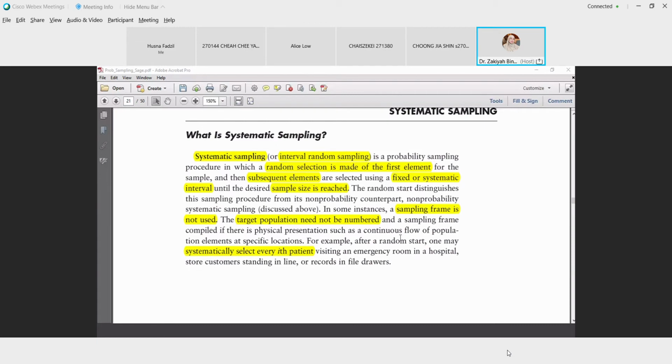So just to recap, systematic sampling is also known as interval random sampling. Focus, guys, this is very important, especially for your quiz and your test. Interval random sampling because of the interval, right? So we have to generate a random number just once, to select the first element. And after that, all the subsequent elements follow. So if your small n equals 50, for the first one, you will need to generate a random number.